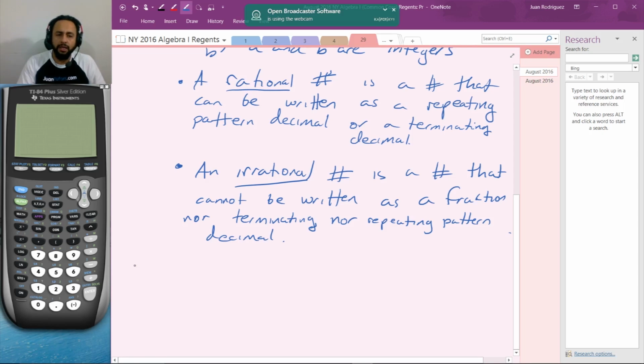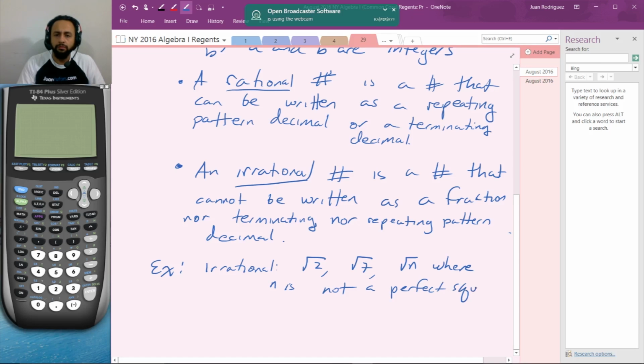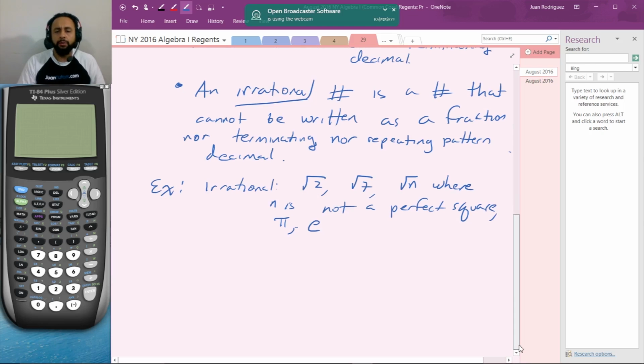So some classic examples. Irrational: radical 2, radical 7, radical n where n is not a perfect square. And pi. Pi is also an example. When you learn what e is, hopefully you have seen it before. E is around 2.718, but it is an irrational number.